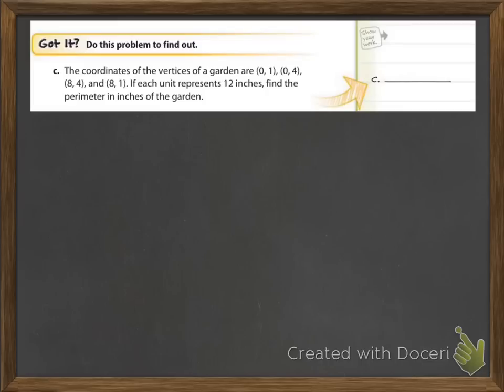So now this is another one of those two-part problems. So for the first part, it says the coordinates of the vertices of the garden are 0, 1, 0, 4, 8, 4, and 8, 1.